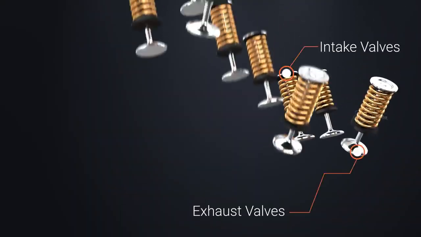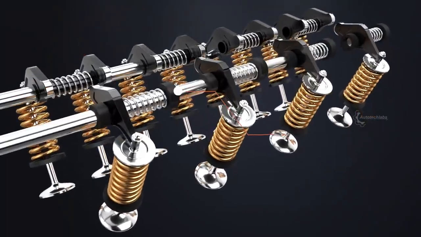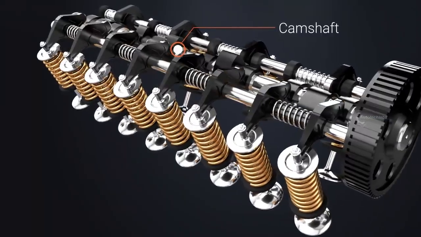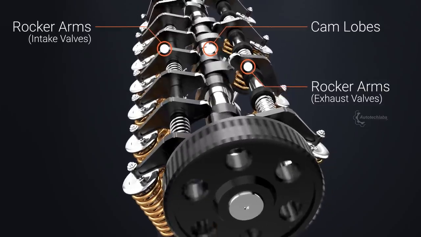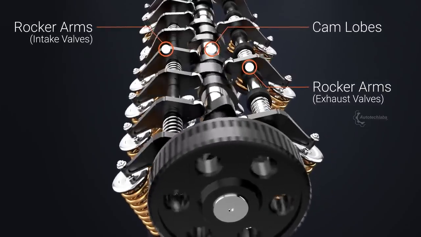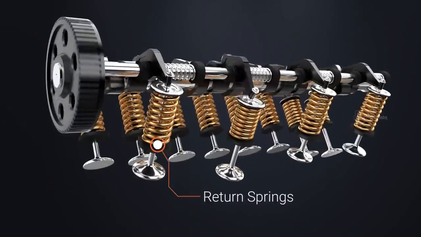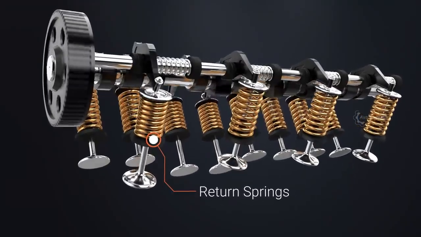Let's have a look at the SOHC configuration. An SOHC engine head is packed with intake and exhaust valves, rocker arms, rocker arm shafts, and a single camshaft. The camshaft is designed in such a manner that the cam lobes can push the rocker arms at corresponding timings to open the valves. The return springs ensure that the valves lift back afterwards and keep tension on the lobes.